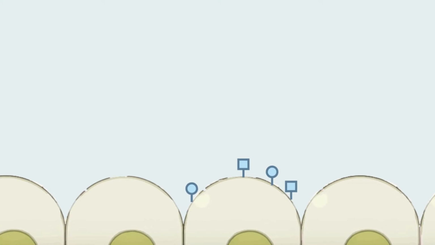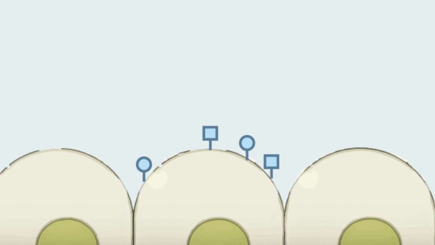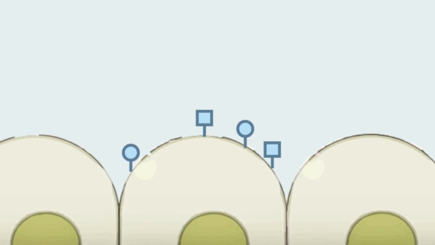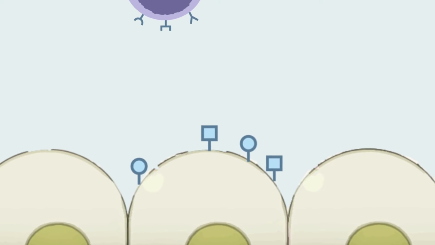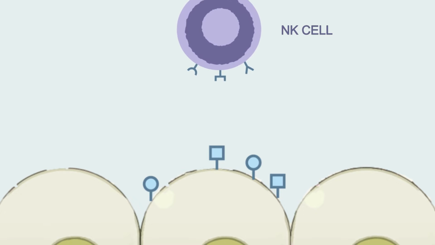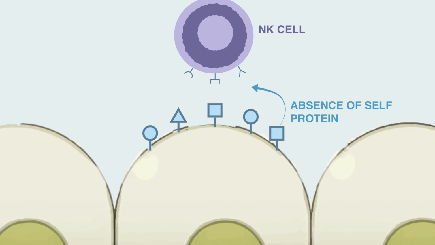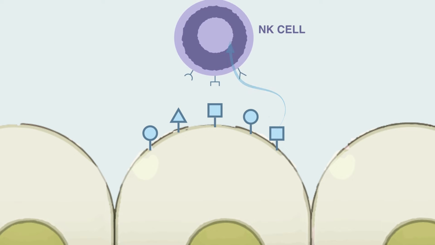On the surface of cells, there's an array of proteins that are displayed for the immune system to see. Immune cells, such as natural killer cells, or NK cells for short, can see this display of proteins on the cell surface. When they recognize something is wrong with these cell surface proteins, such as the presence of a non-self protein or the absence of a self protein, NK cells are activated to kill these cells.